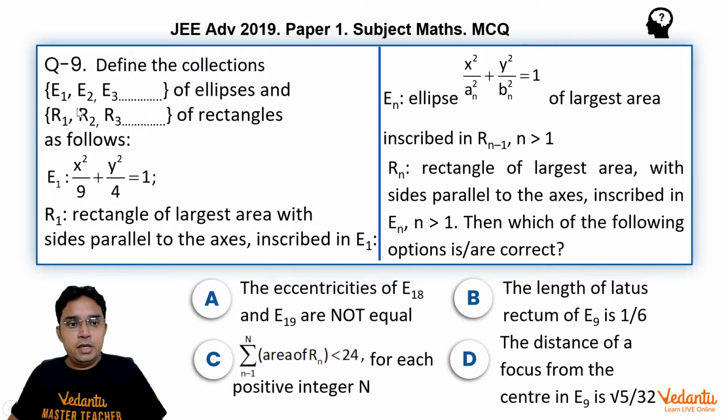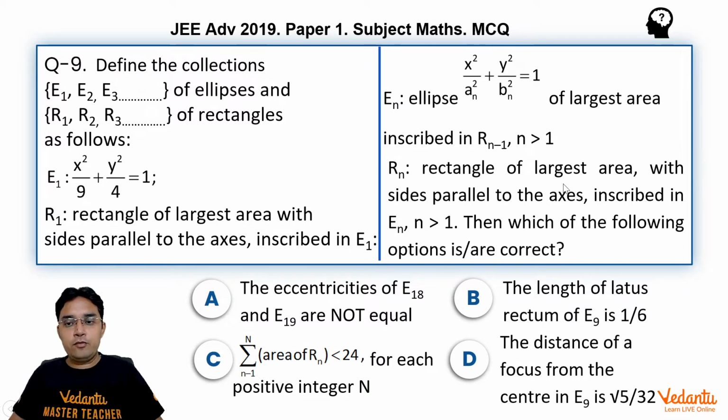Define the collections E1, E2, E3 and so on of ellipses and R1, R2, R3 and so on of rectangles as follows. E1: x square upon 9 plus y square upon 4 equal to 1. R1 is the rectangle of largest area with sides parallel to the axis inscribed inside E1. Now En is another ellipse, x square upon An whole square plus y square upon Bn whole square equal to 1, of largest area inscribed in rectangle Rn minus 1 for n greater than 1.